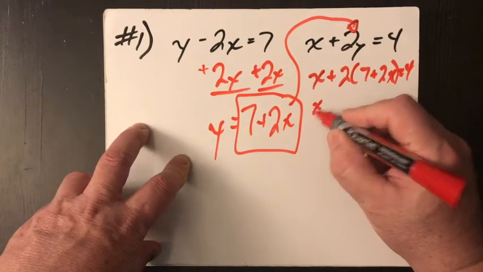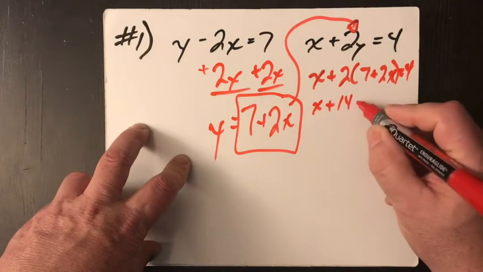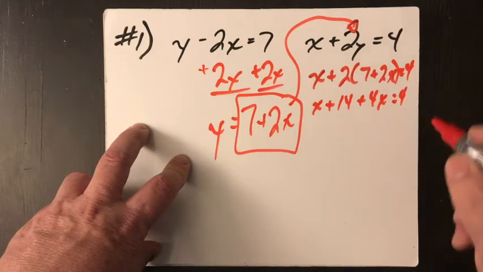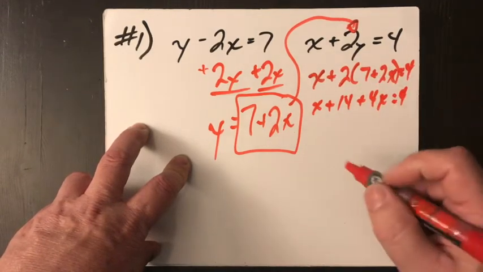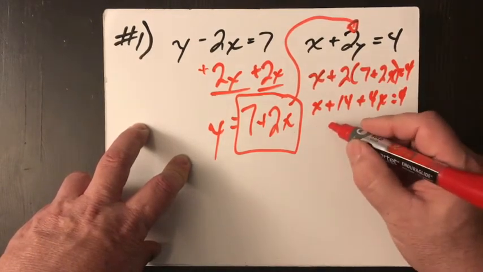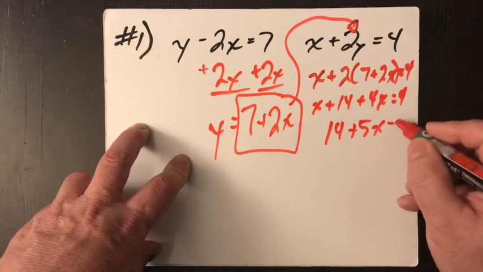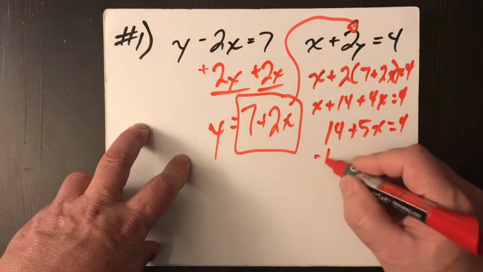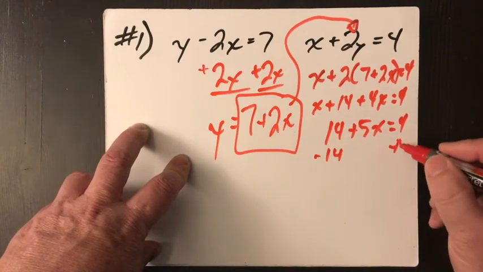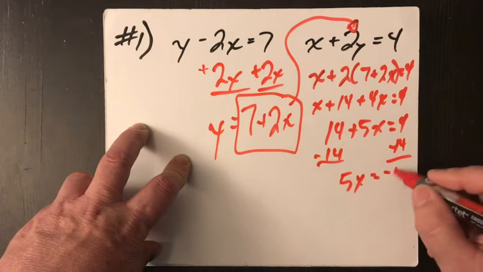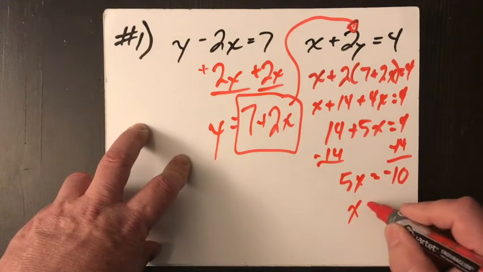That gives us x plus 14 plus 4x equals 4. Notice I used the distributive property there. And of course we should simplify before we go any further, turning that into 14 plus 5x equals 4, and then subtracting 14. We get 5x equals negative 10, which means that x is negative 2.